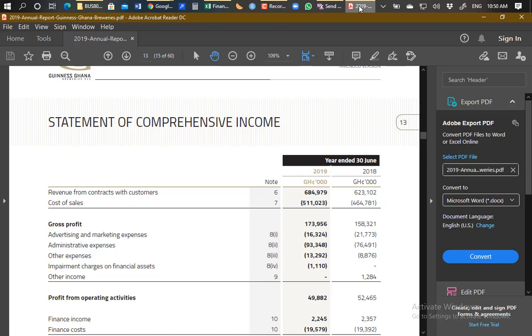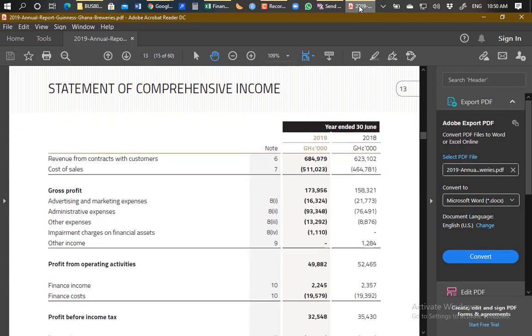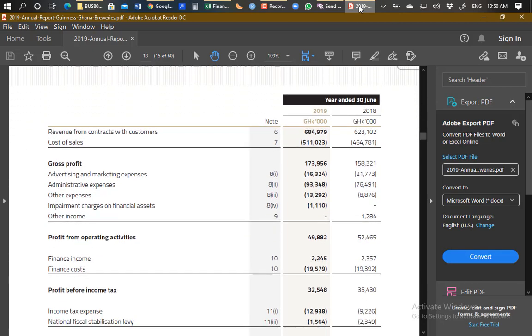We are starting from the statement of comprehensive income, also known as the income statement. If you look at a typical income statement, this is what you will see: the elements of the income statement, made up of revenue or income. So we have revenue, this is sales revenue. The new standard on revenue wants us to title it revenue from contract with customers. So it's simply revenue. Then you will see the year of reporting.